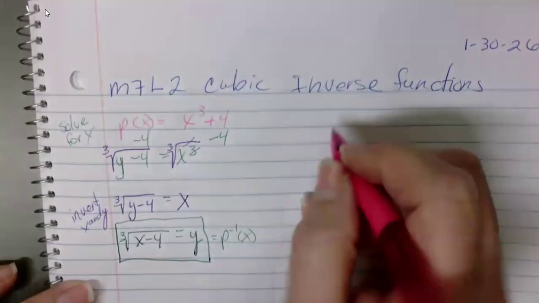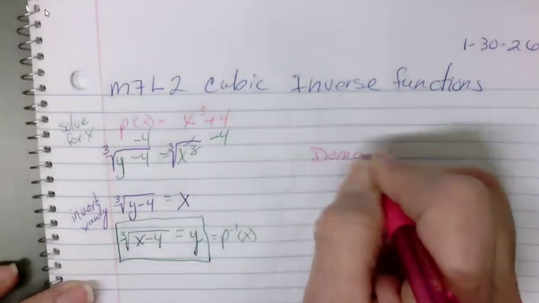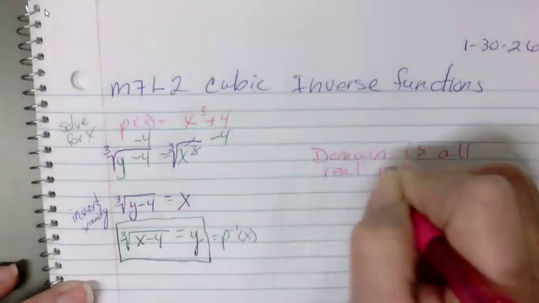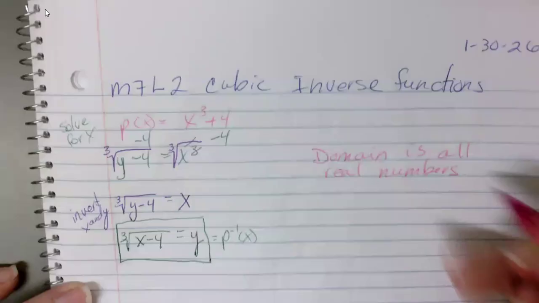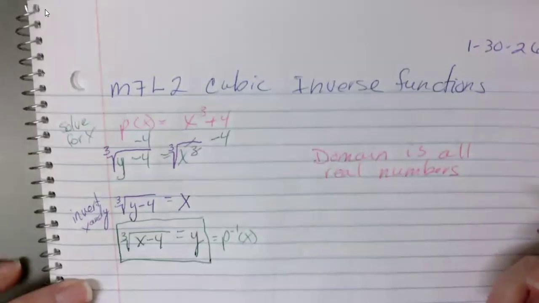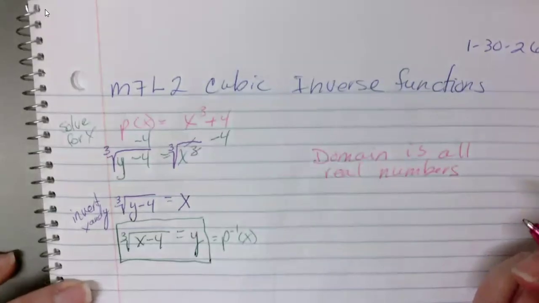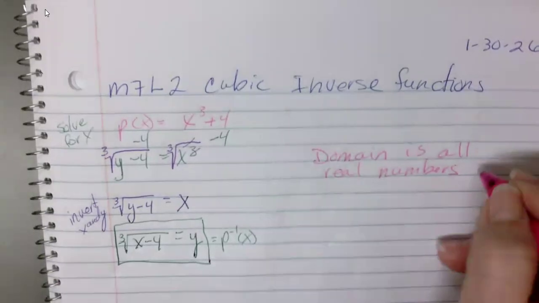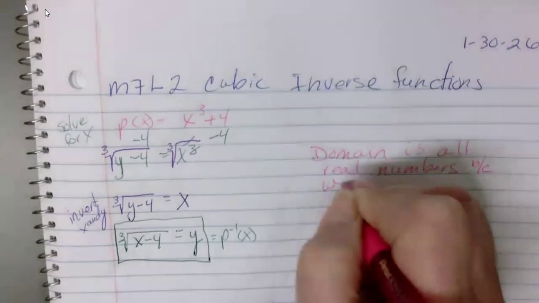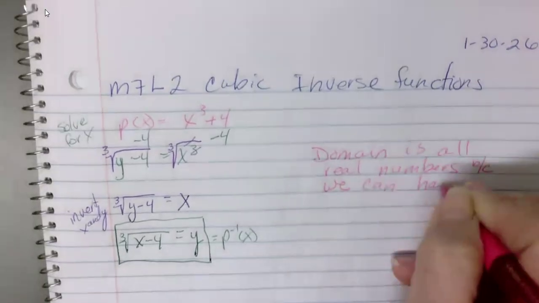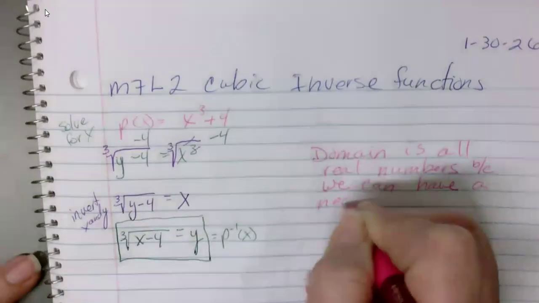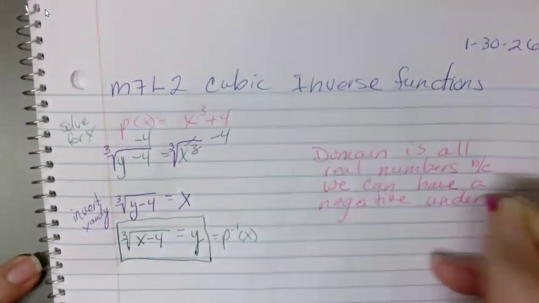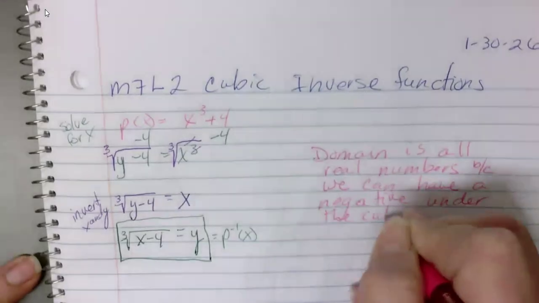Let's talk a little bit about the domain. The domain here is going to be all real numbers, because a cube root does not have the same problems as a square root does with having negative numbers under the radical sign, right? So domain is all real numbers because we can have a negative under the cube root sign.